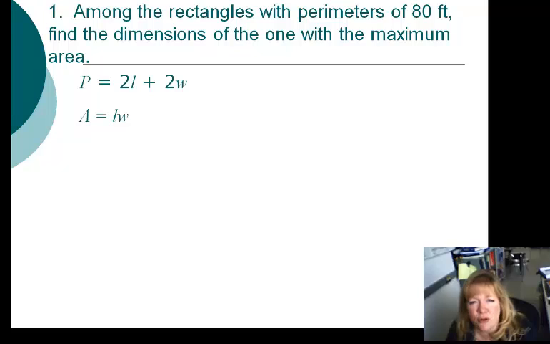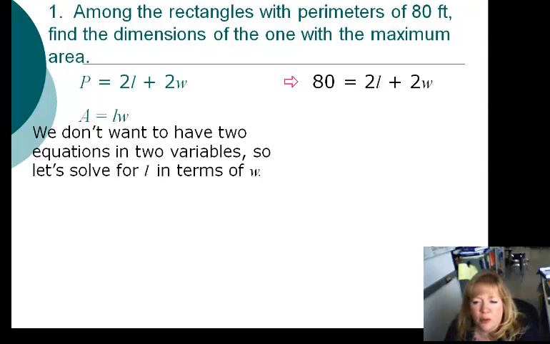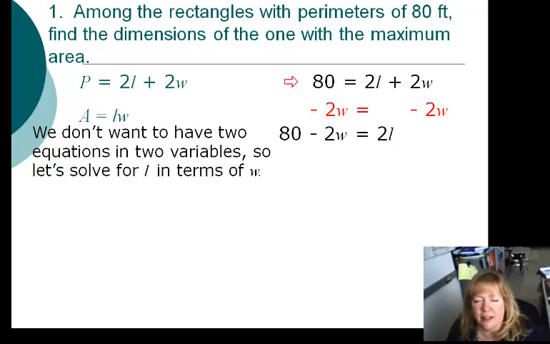We don't want to have two variables that we're looking at. We're given another clue: perimeter equals 80 feet. So what we're going to do is use that fact to solve for one in terms of the other. So 80 equals 2L plus 2W. We don't want to have two equations and two variables, so let's solve for L in terms of W. To do that, we're going to subtract 2W from each side. That'll leave us with 80 minus 2W equals 2L, and then to get L by itself, we'll divide by 2. That gives us 40 minus W equals L.